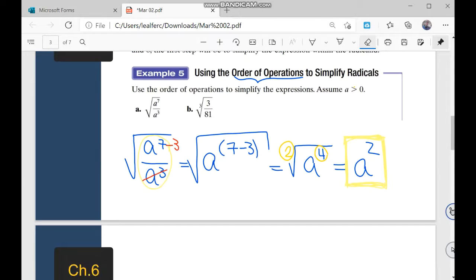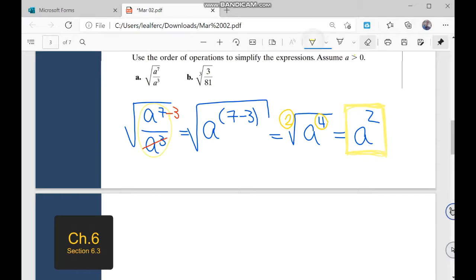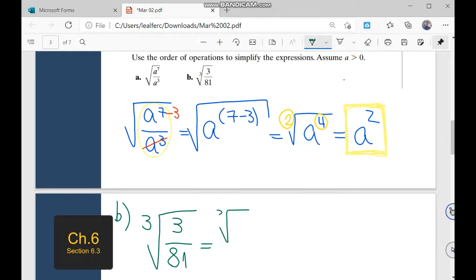Questions? Let me show the next example, letter B. For letter B, we have the cube root of 3 over 81. And again, same thing. You can apply the cube root of 3 and the cube root of 81 and do all the simplifications from here. But this is going to be the wrong order, the wrong thing to do, because you're going to work more.